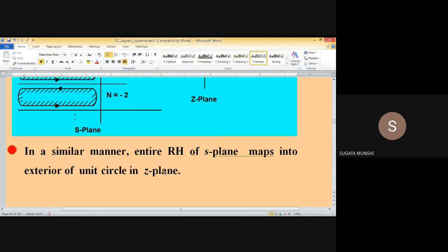So wherever you are located in the Z-plane, whether on the circumference of the unit circle, inside the unit circle, or outside the unit circle, if you have a point in the Z-plane and you are asked to find the corresponding point in the S-plane, there can be no single answer. There are an infinite number of possibilities.